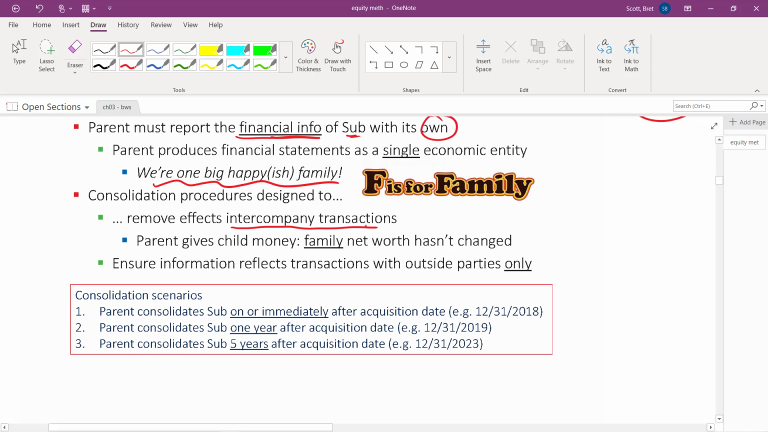But essentially, if we're one big family, just because, say, for instance, I'm a parent and I give my child money, the overall family net worth hasn't changed. So individually, yeah, I can see my cash balance go down and my child's cash balance go up. But as a family together, the cash hasn't really moved. It's all within the family. So the key here is that we're thinking about consolidation as one big happy-ish family. We want to ensure that the information that we report reflects transactions with outside parties only. So after we get rid of all the intercompany transactions, the only transactions that the consolidated parent is going to report are transactions with purely outside parties where there's no real ownership or significant influence.